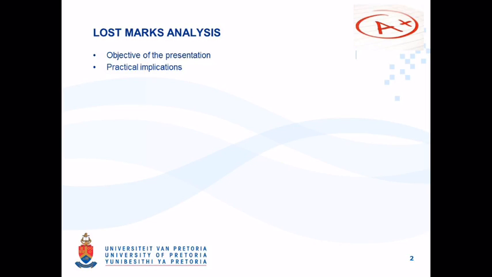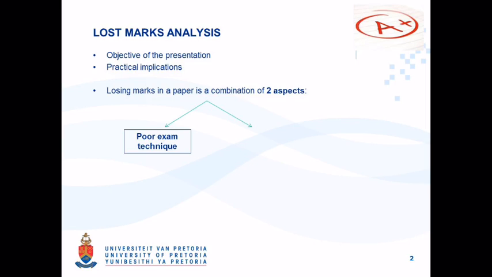The objective of a lost marks analysis is to identify reasons why marks were lost. Ultimately, the goal is then to prevent these mistakes from happening again. Losing marks in a paper is a combination of two aspects: poor exam technique or a lack of knowledge, other principles or rules. The following has been identified as possible reasons for losing marks in a test.